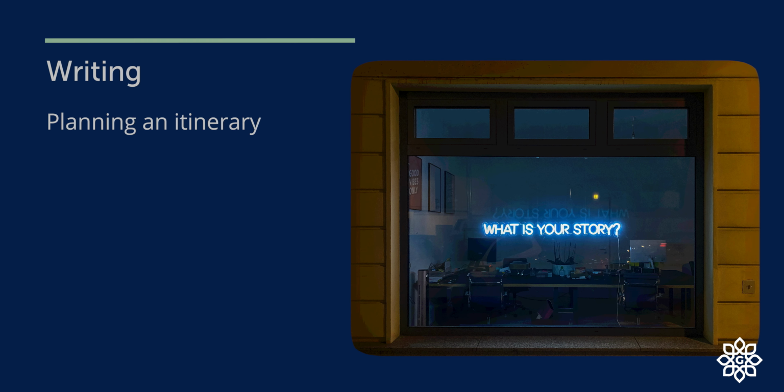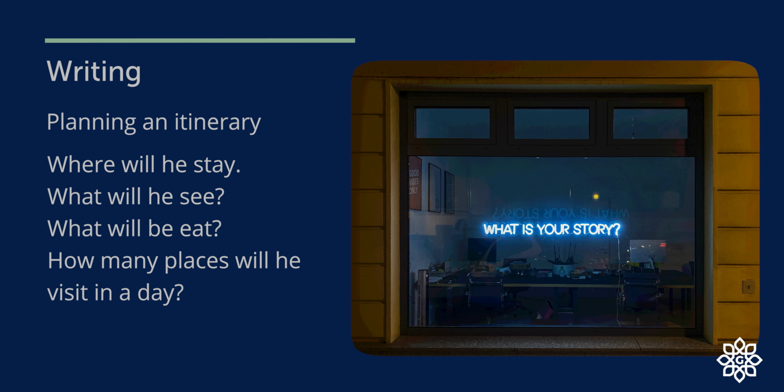Now moving on to the next section, writing section, it's about planning an itinerary. Phileas Fogg is on his amazing journey around the world. Imagine he's coming to visit you in your city for a week. Plan an itinerary for him. While planning the itinerary, you can consider things like where will he stay, what will he see, what will he eat, and how many places will he visit in a day.